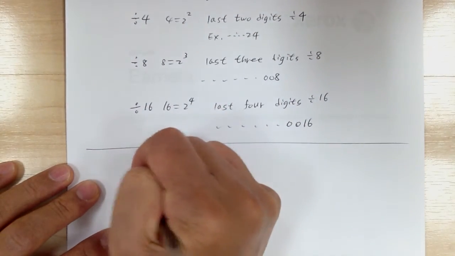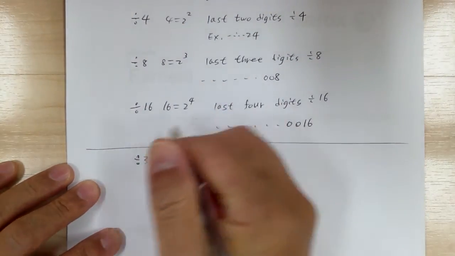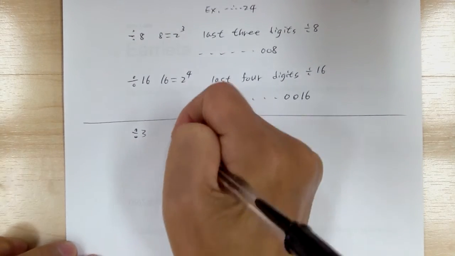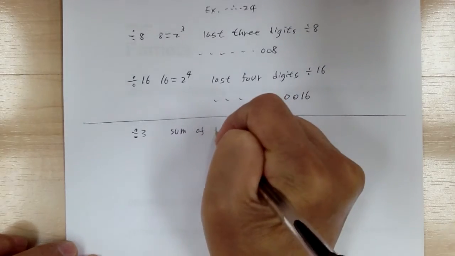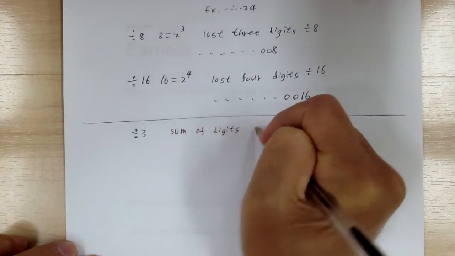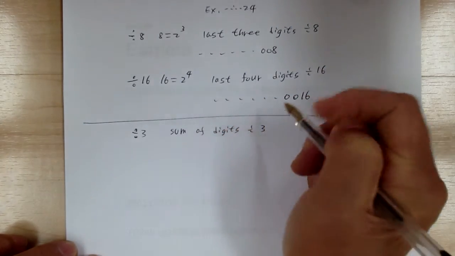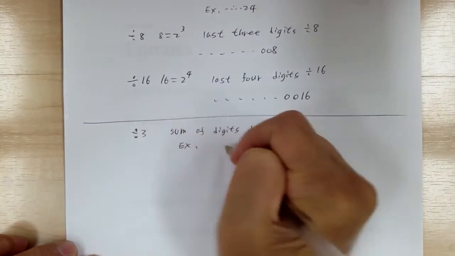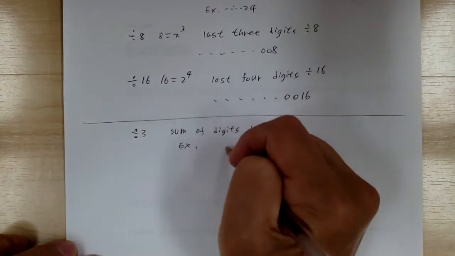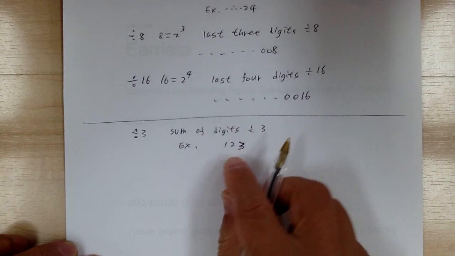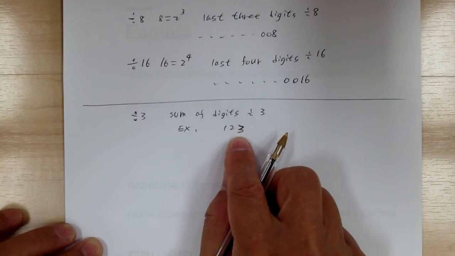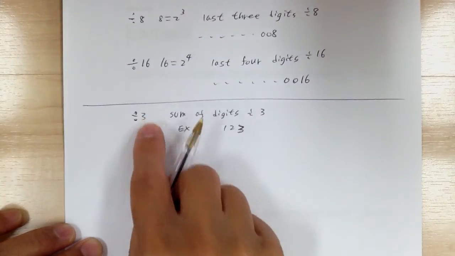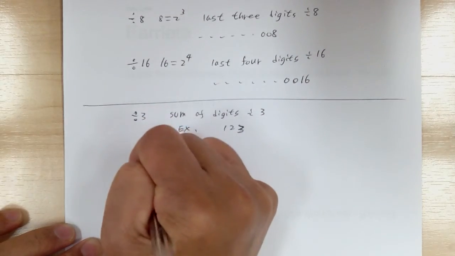So divisible by 3. Okay, you have to add all the digits together. So the sum of the digits has to be divisible by 3. One of the easy examples would be 123. If you add the digits, the sum is 6. 6 is divisible by 3, so this is divisible by 3. Okay, so we did 4. Then we go to the 5.